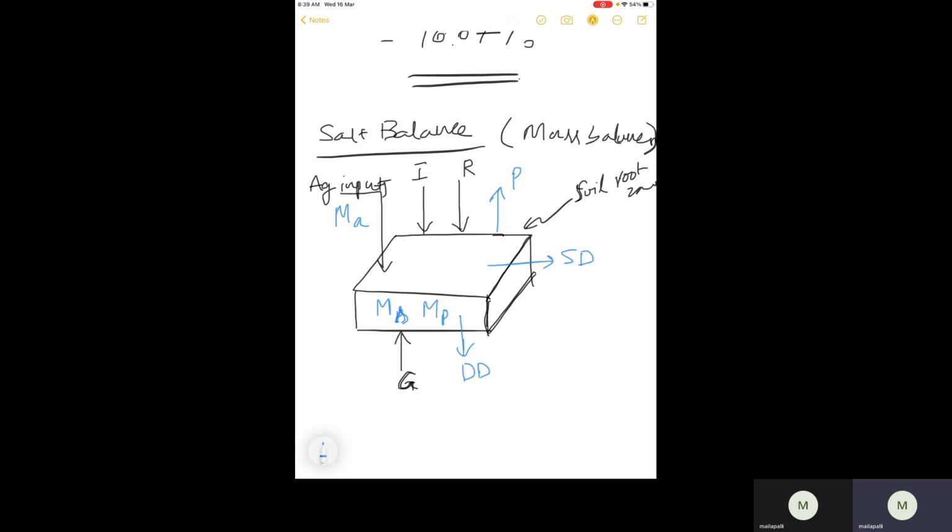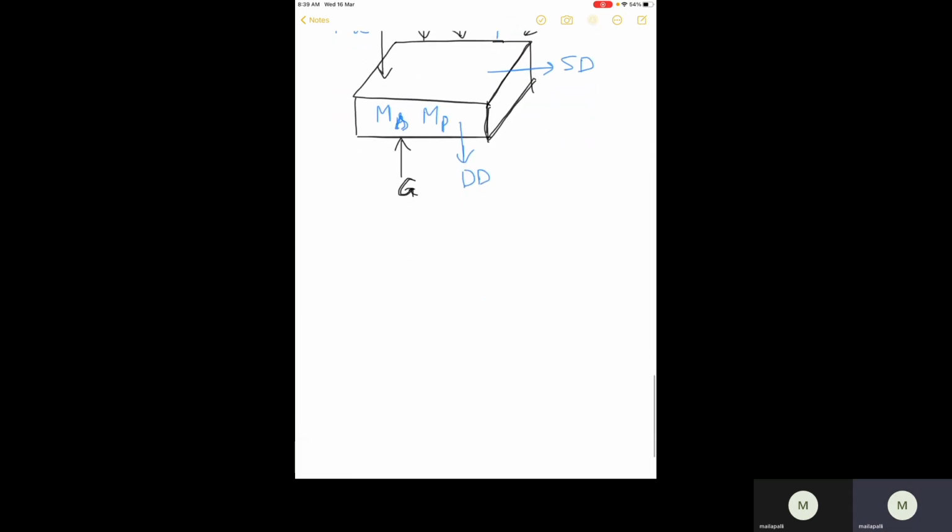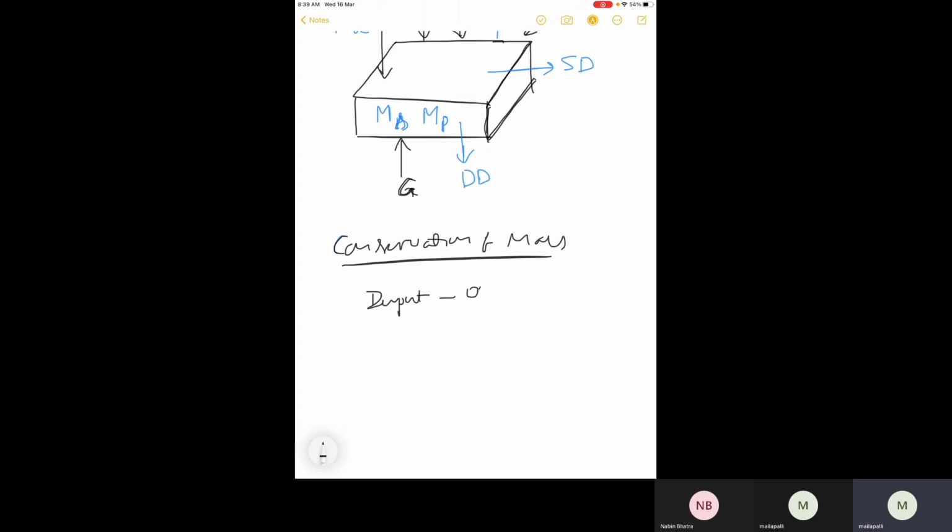Okay, so let's put things in the balanced equation we call conservation of mass. According to the conservation of mass, what is that? Input minus output is equal to the change. Yes, so that's the thing.